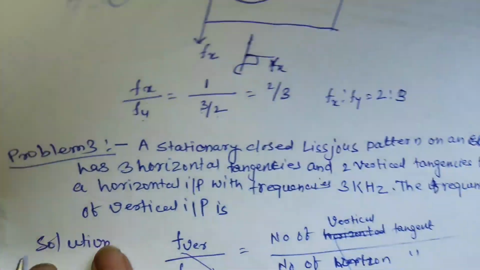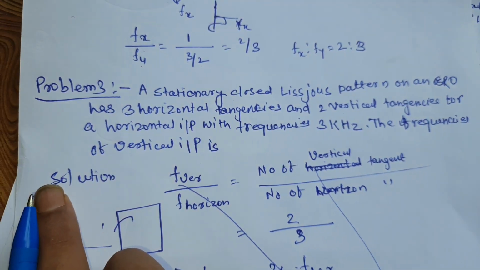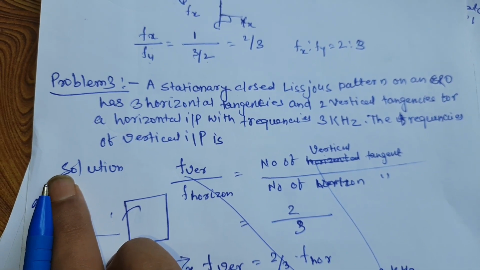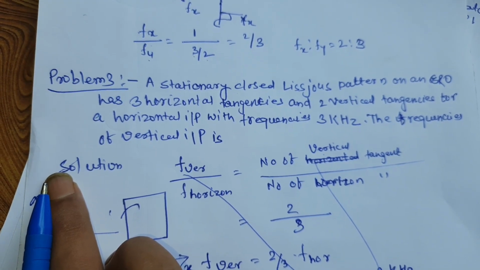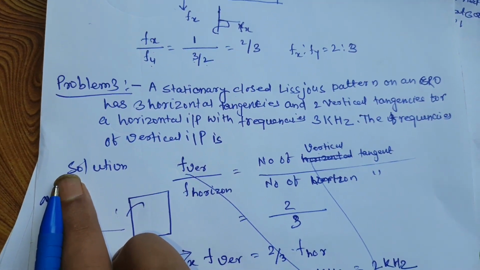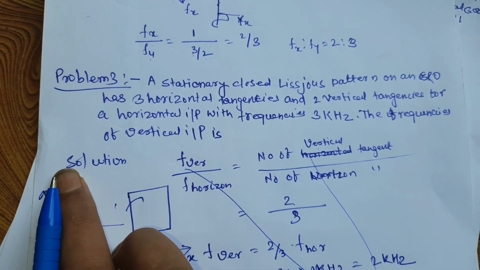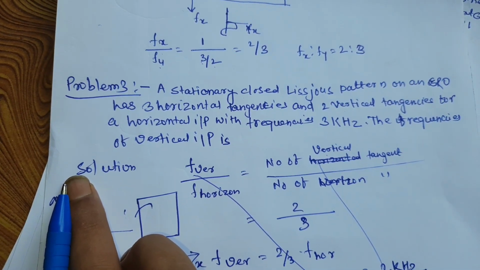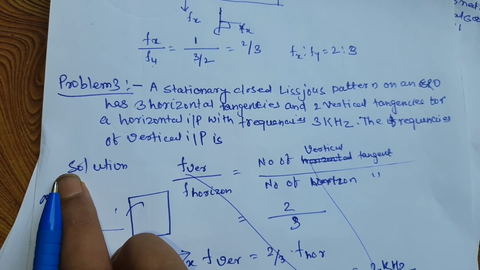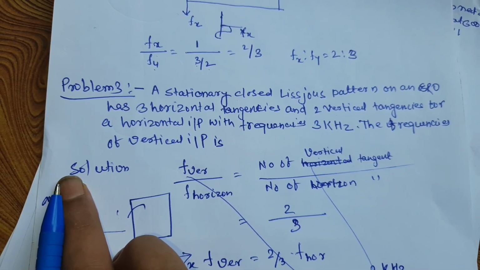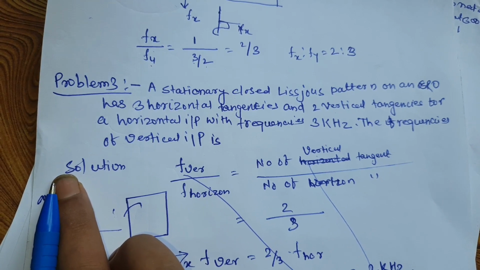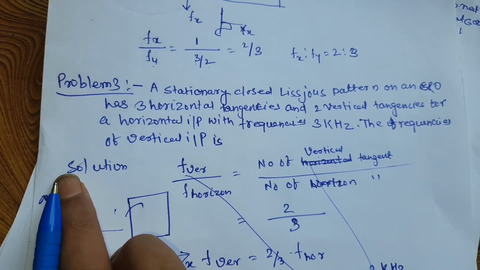Again in problem number 3, a stationary closed Lissajous pattern on the CRO has 3 horizontal tangents and 2 vertical tangents for the horizontal input with the frequency 3 kHz. Find the frequency of the vertical input. That means again we have applied 2 sinusoidal signals, one having known frequency, another having unknown frequency. In a CRO, the Lissajous pattern has 3 horizontal tangents and 2 vertical tangents, and the horizontal input has frequency equal to 3 kHz.